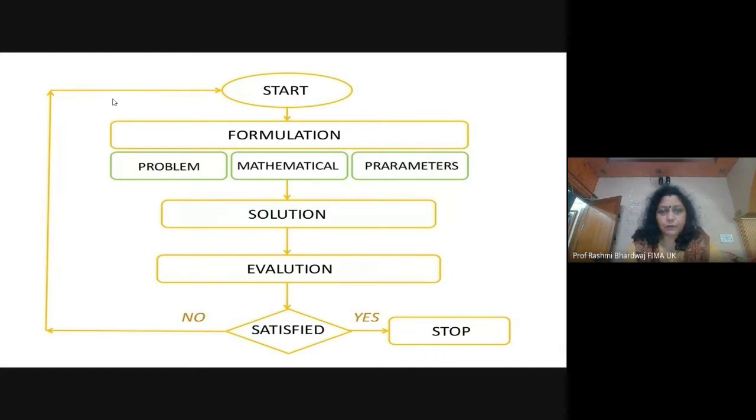We start any problem, formulate that problem, and now this problem is based on the mathematical parameters. So your problem is either continuous or discrete or parameter or data based. We try to find the solution. We do the evaluation. If we are satisfied, we stop. If we are not satisfied, we again follow the same way by changing the parameter. So this is a simple flow chart which we normally use in the computation of a real world problem.